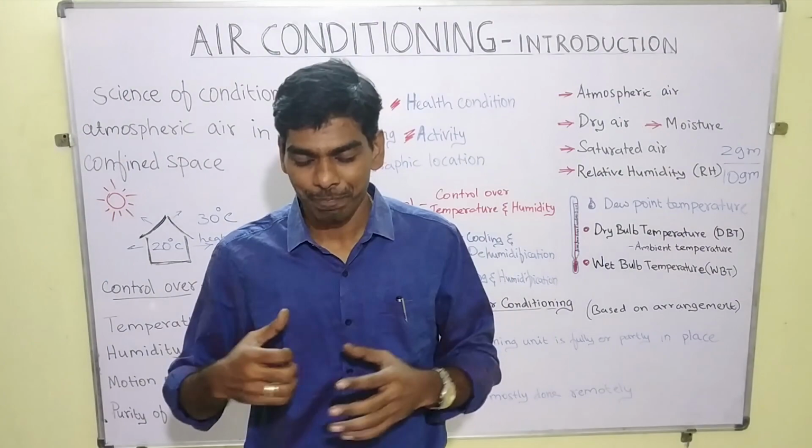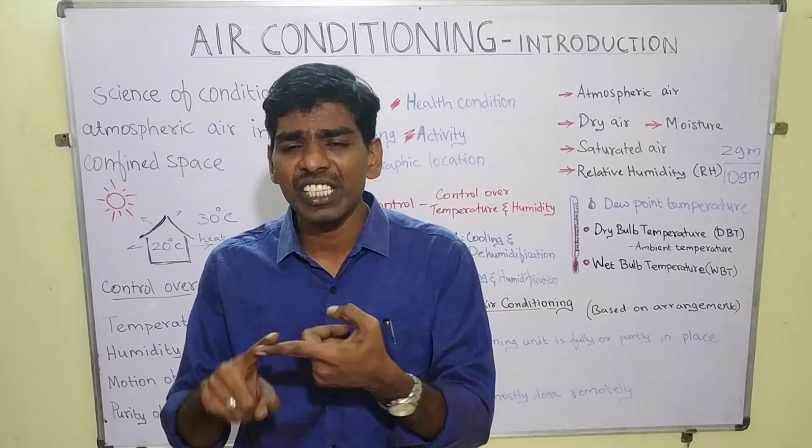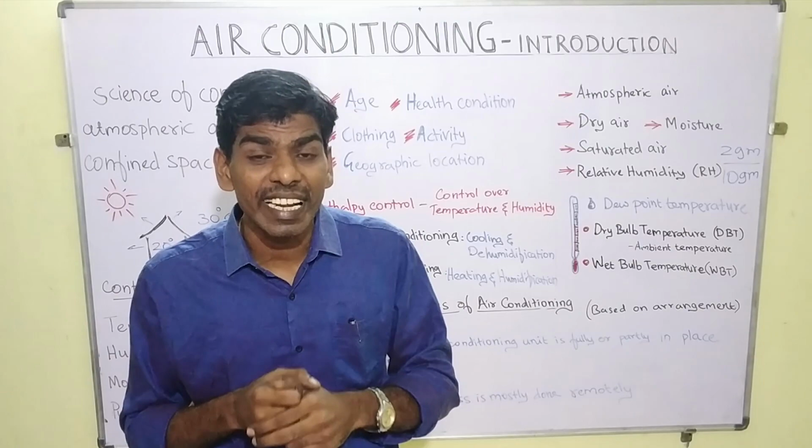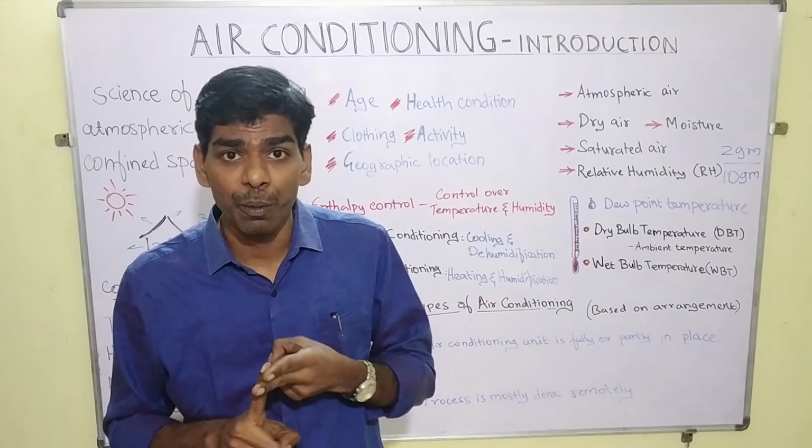Then, as we discussed, among these four, temperature, humidity, motion of air and purity of air, temperature and humidity control is a prime thing. To take control of these two things in air conditioning is called enthalpy control. Control over temperature and humidity is called enthalpy control.